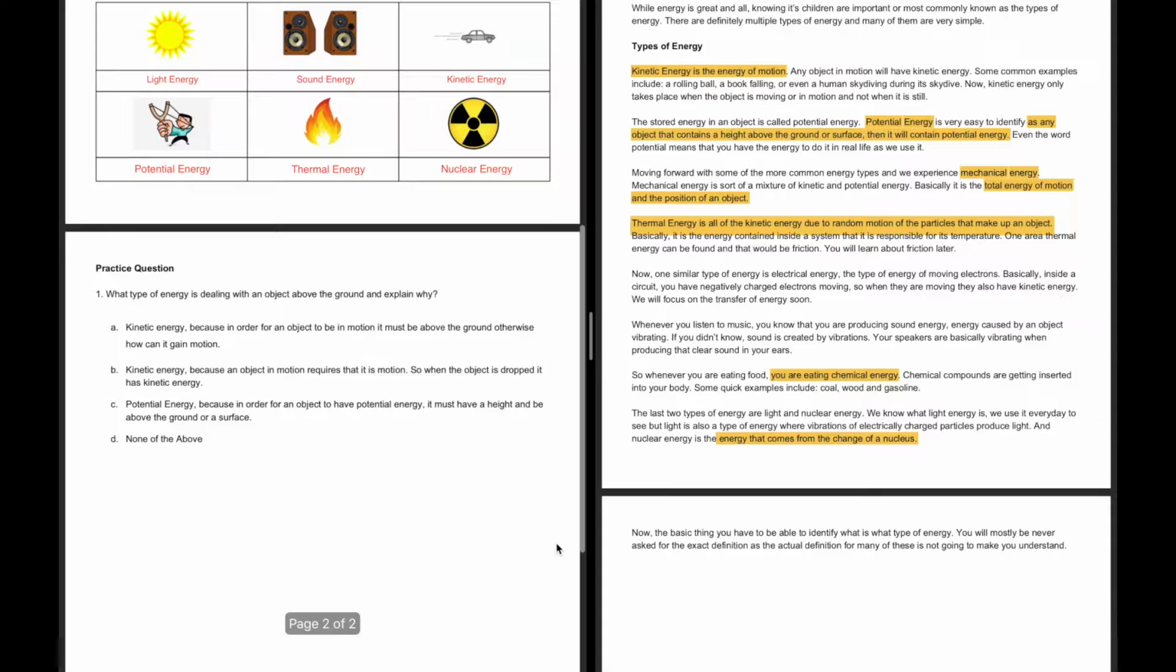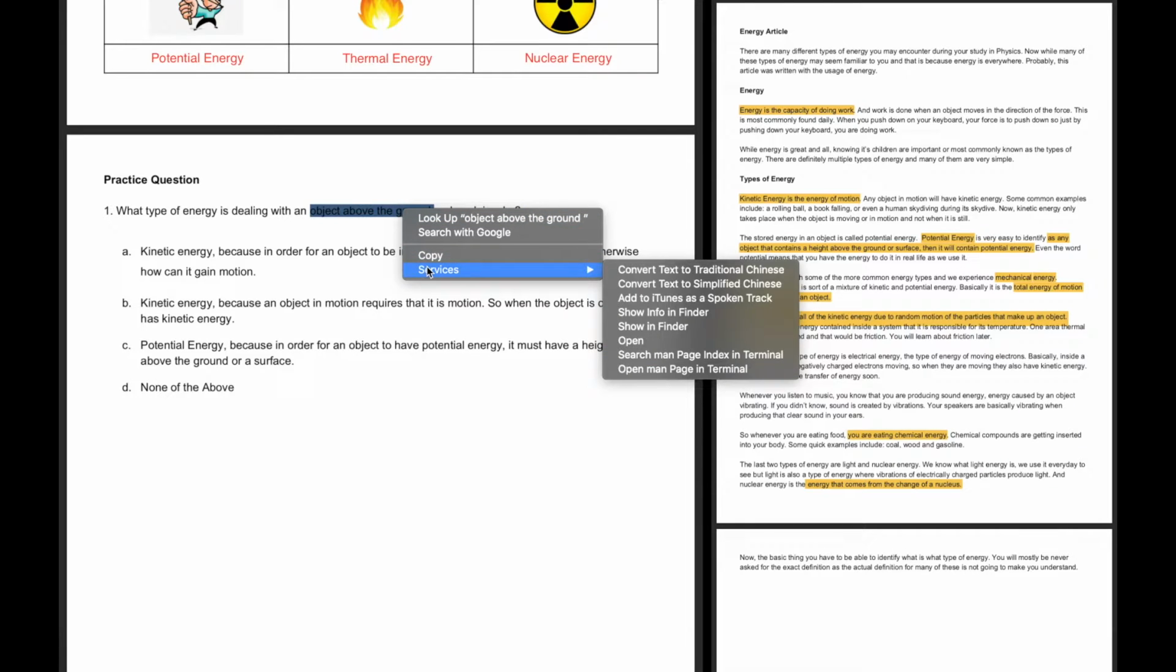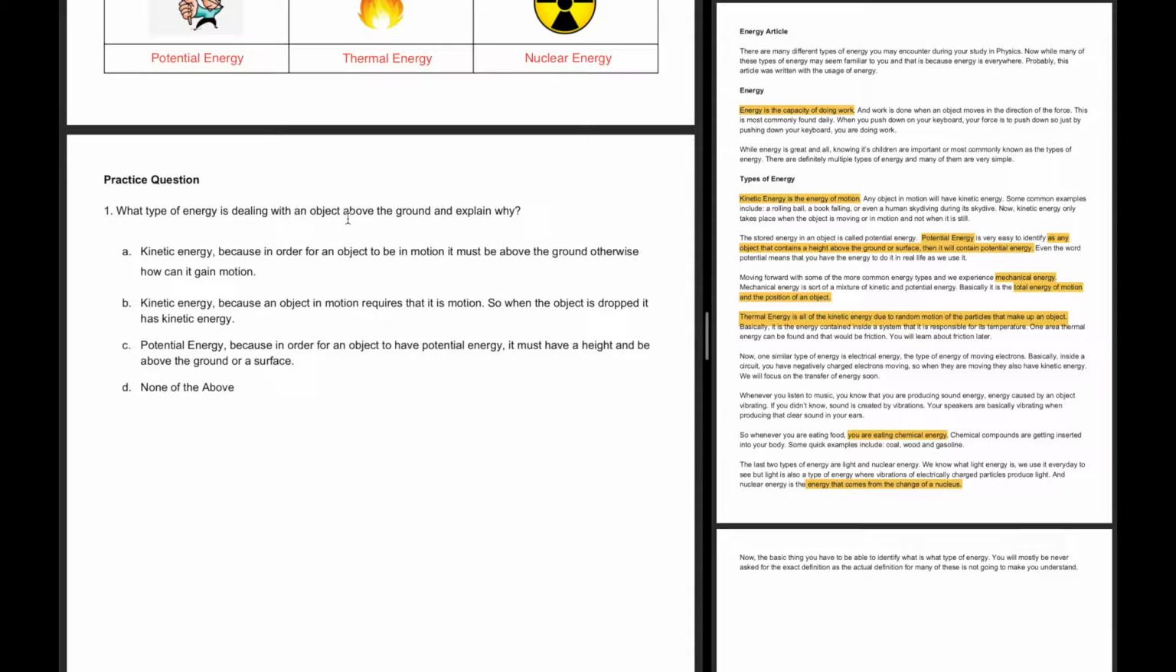Alright, so we have a test question here. Let me zoom in a bit, since we probably won't need the article. What type of energy deals with an object above the ground, and explain why? So we know we're talking about height here. If I can get the highlighter to work, there. Above the ground. It's a type of energy, and we have to explain it.